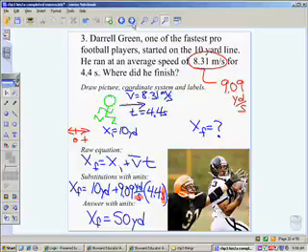So what Darrell Green was doing here was what's known as the 40-yard dash, and he has one of the best times ever.